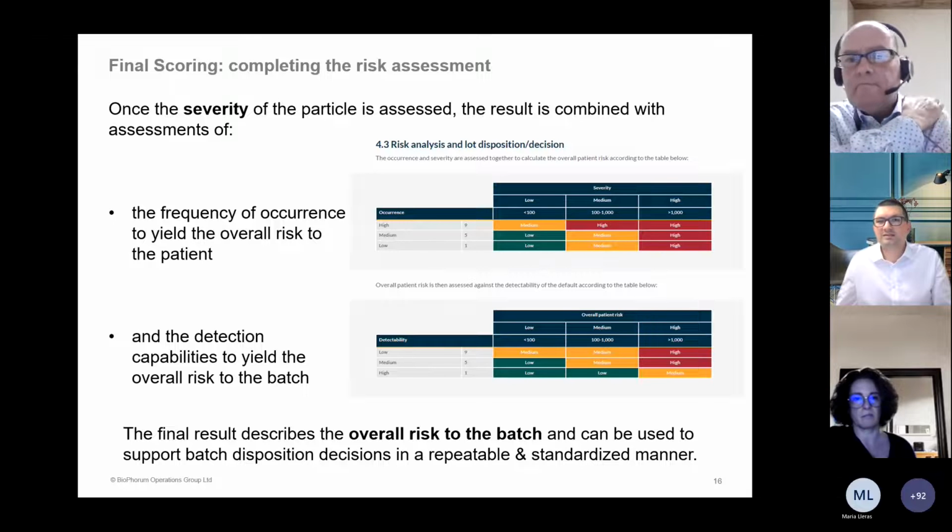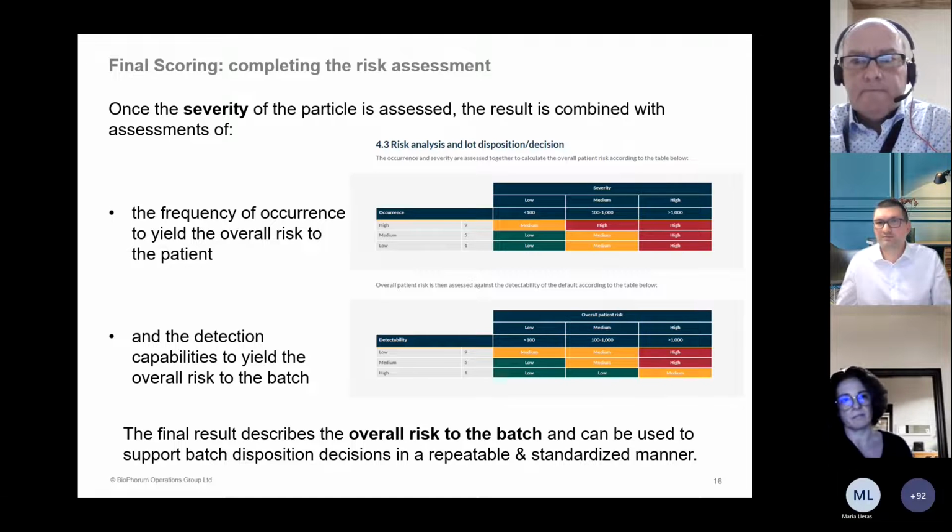Did we exceed action limits? Did we have a shift or trend, something that did not hit the threshold of action limits? Or was it in the typical process performance? This would result in either high or medium ranking for the overall risk to the patient. When we have this result, we transfer it to the next chart.